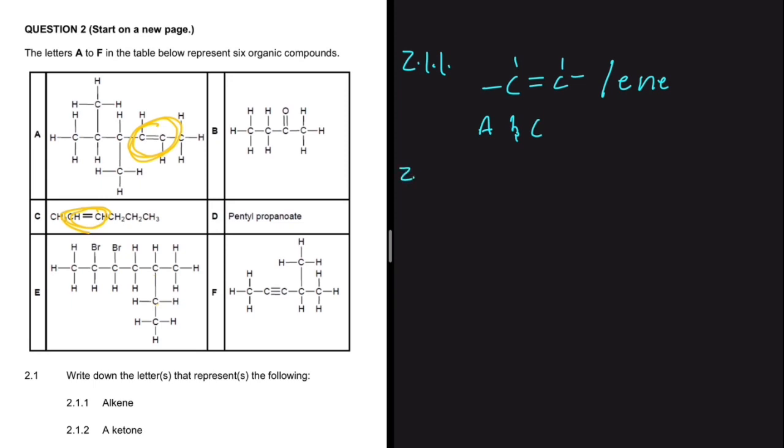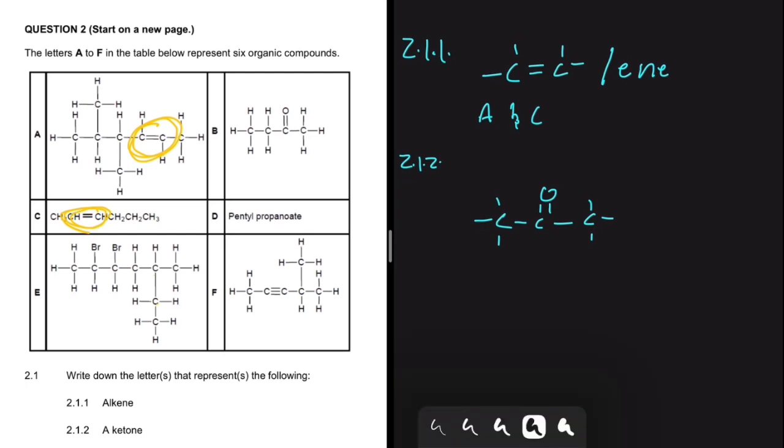Now let's go to 2.1.2, which letter represents a ketone. Again, we're going to look at the functional group of a ketone. For a ketone, we need a carbon that is bonded to an oxygen and also bonded to two other carbons. If we see something like that, or a name that ends with O-N-E, then we know that we have a ketone. For A, we already know that A is an alkene, so there's no way it can be part of our solution.